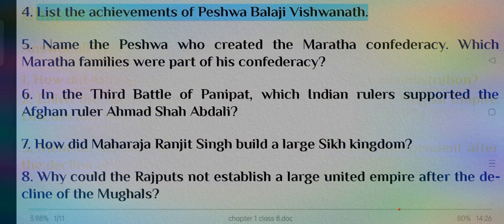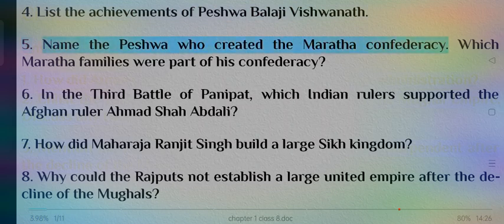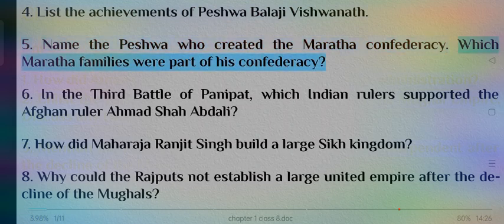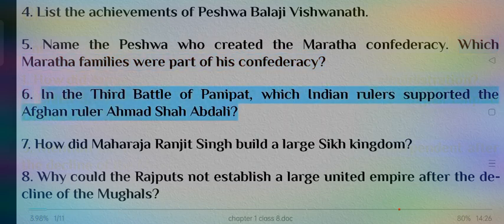4. List the achievements of Peshwa Balaji Vishwanath. 5. Name the Peshwa who created the Maratha Confederacy. Which Maratha families were part of his confederacy? 6. In the Third Battle of Panipat, which Indian rulers supported the Afghan ruler Ahmad Shah Abdali?